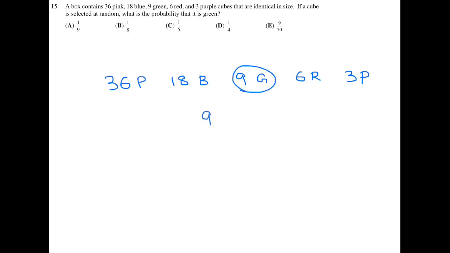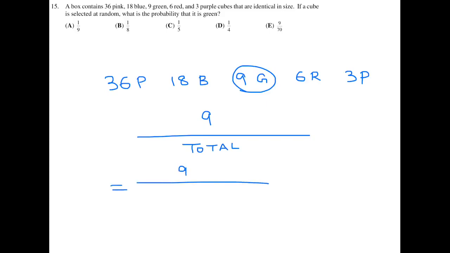A box contains 36 pink, 18 blue, 9 green, 6 red, and 3 purple cubes that are identical in size. If a cube is selected at random, what is the probability that it is green? All right, so these are the cubes, and we want to select one that's green. So there's 9 green, so the probability is going to be 9 over the total number of cubes. And that's how you'd figure this out.